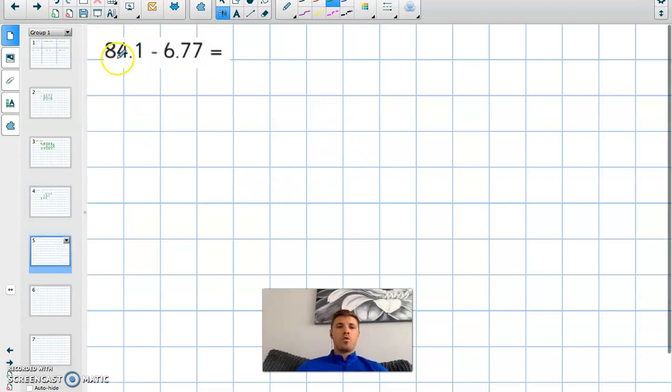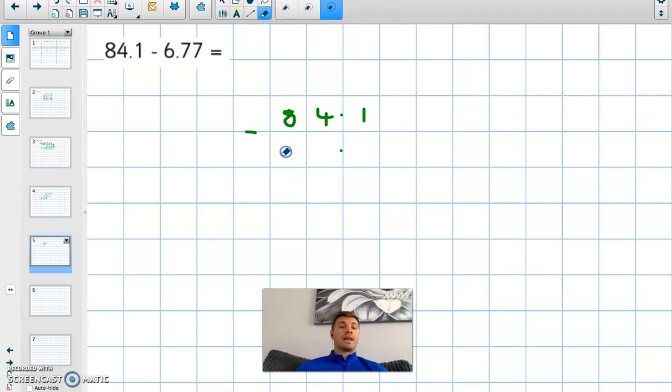Okay, question 4, we've got 84.1 subtract 6.77. I'm going to use my formal method again, just to clearly show it. You see there, it's really important for me to line the decimal points up, because that's what can happen. 6.77, then I need to put my placeholder in.